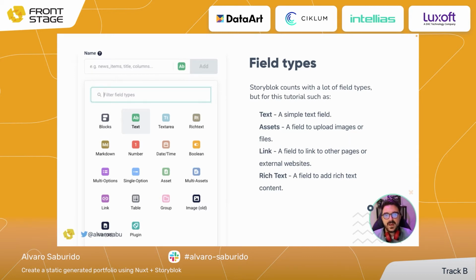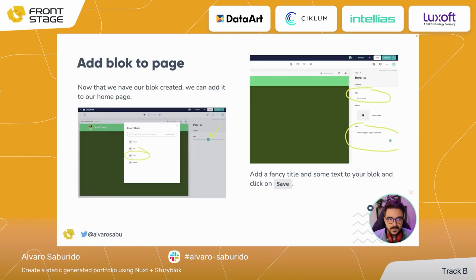So now that we have created our first block, let's add it to a page. So we're gonna navigate into our home page in the visual editor, and you're gonna notice on the right side in the side menu that you're gonna have something that says page and below body. And there is gonna be a plus button below the page field. So there you can add or insert a new block.